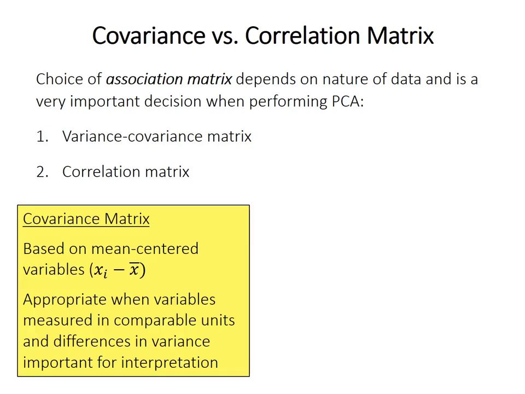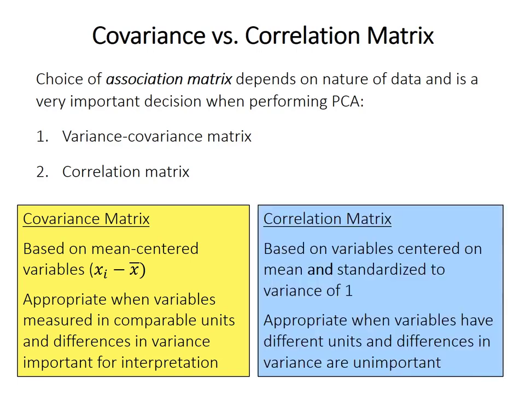Just to compare these two, the covariance matrix centers each variable on the mean, but the scale of the variable still matters. Variables that originally had really high variance will control the resulting PCA plot much more strongly. Variables that originally had very tiny variance are going to be completely unimportant. So you should only use the covariance matrix when all of your variables are measured in comparable units, and the differences between their original variances are meaningful, and you care about that, and you want to use that for interpretation.